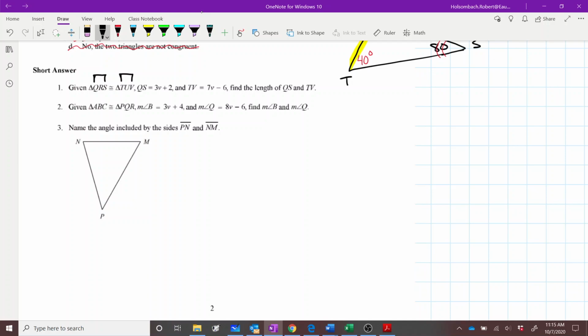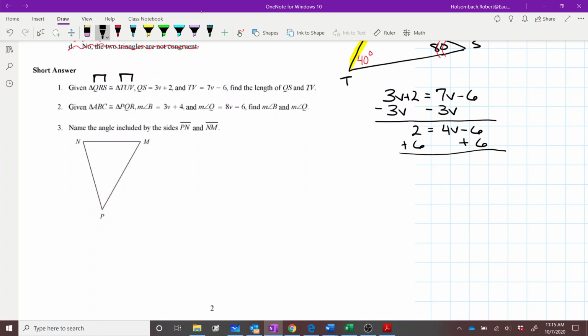So we need to find the lengths of each of those, and we need to solve for V first. So we got 3V plus 2 equal to 7V minus 6. So subtract 3V from each side. 2 is equal to 4V minus 6. Add 6 to each side. 8 is equal to 4V. And divide both sides by 4. So 2 is equal to V.